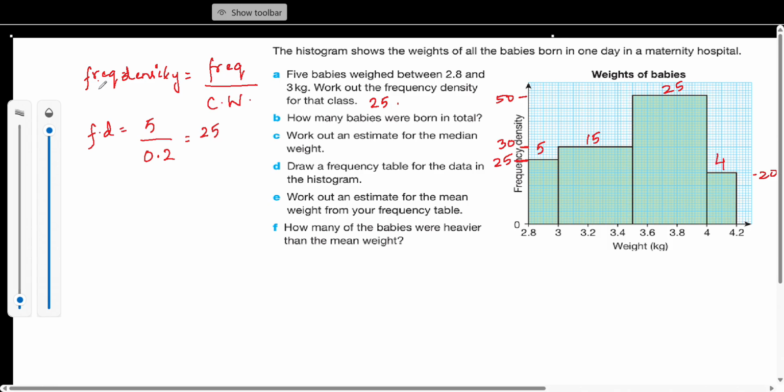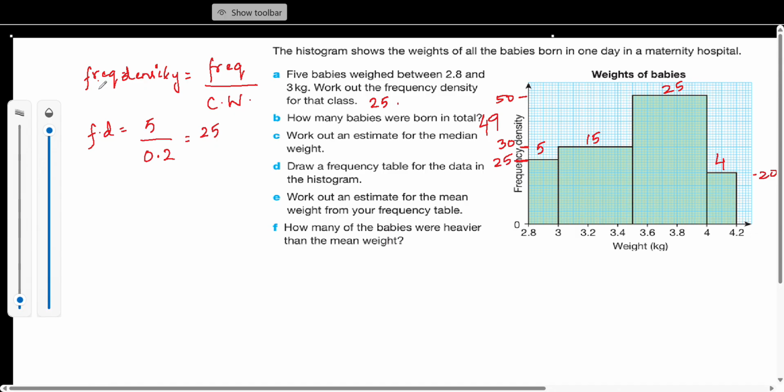So now, how many babies were born in total? You literally have to sum up: 5 plus 15 plus 25 plus 4. 20 plus 25 is 45, plus 4. 49 is the answer for part B.